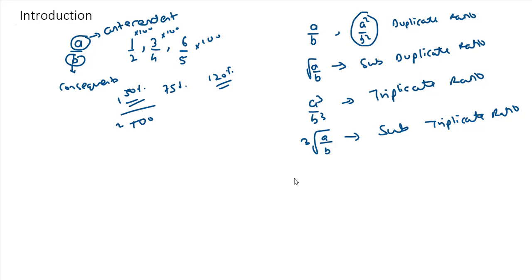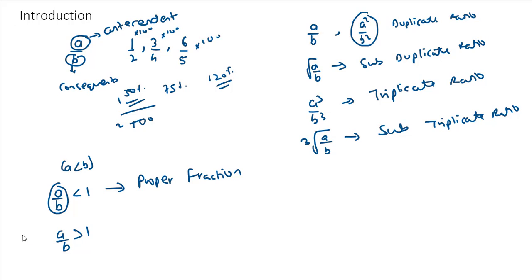Let us now understand what is a proper fraction and what is an improper fraction. If the value of this ratio a by b is less than 1, or in other words, if a is less than b, then the value of a by b will be less than 1. Then such a ratio or fraction is called a proper fraction. And if this value of a by b is greater than 1, or in other words, if a is greater than b, then this value will be greater than 1. Then such a ratio or fraction is called an improper fraction.